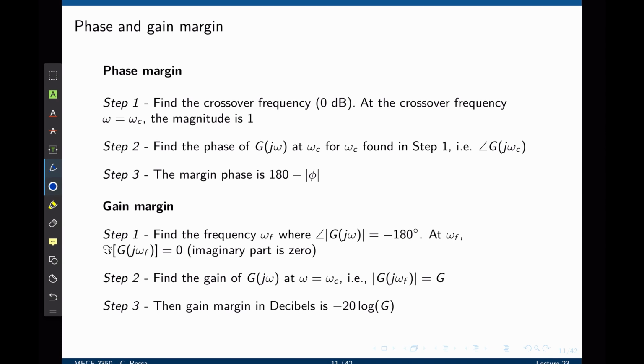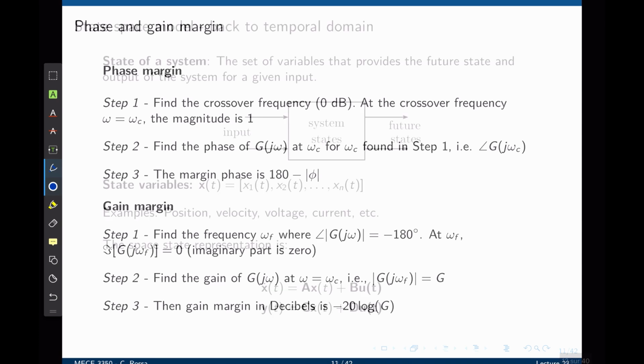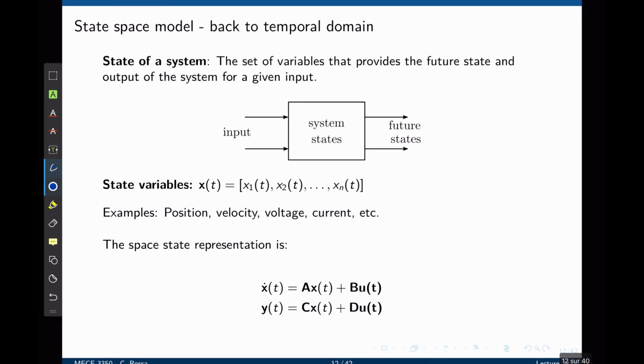frequency. For the gain margin, first find the frequency where the phase of the transfer function is negative 180 degrees. Remember that you find that number by setting the imaginary part of the transfer function to 0. Then find the gain of the transfer function at that specific frequency. In step 3, then, we can calculate the gain margin in decibels as negative 20 log of the magnitude at that specific phase. The last topic we covered is the state space model, or state space representation.